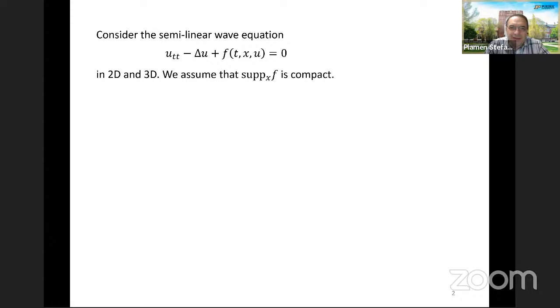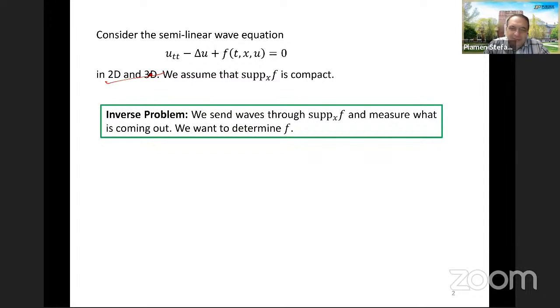Okay, so let's start with the semi-linear wave equation of this sort. And the dimensions are 2 and 3, because it's just more convenient. So we assume that the support of f is compact with respect to x, which is not really a heavy assumption, but it's very convenient. And the inverse problem is to do the following. You want to reconstruct f from the following information: you send some waves through the domain, and the waves go to the other side, roughly speaking. And then from this information, you want to understand what is inside.